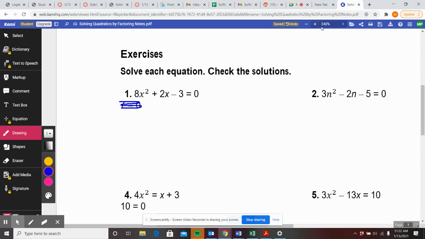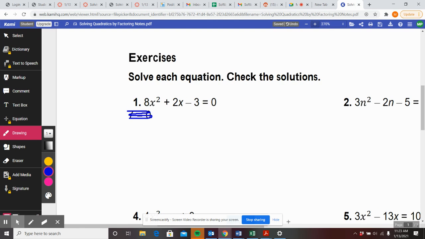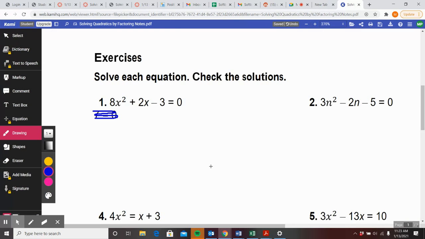So our first problem, James, get off your phone, is 8x squared plus 2x minus 3.